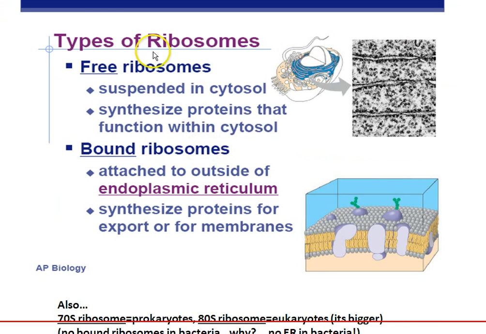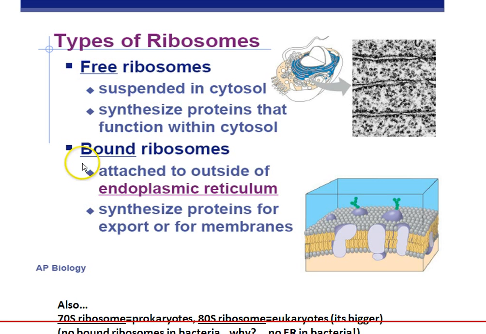There's two types of ribosomes, free ribosomes and bound ribosomes. Now, the free ribosomes are just floating around the cytoplasm. They're not attached to anything. And they're going to be making the proteins, remember ribosomes make proteins, that are going to be functioning within the cytosol, if they're like enzymes and other things that are going to put things together. So if the protein is going to be used by the cell, the protein was made by the free ribosome.